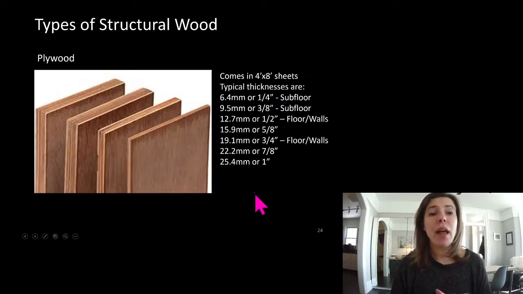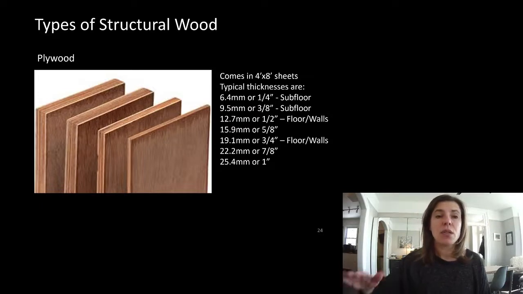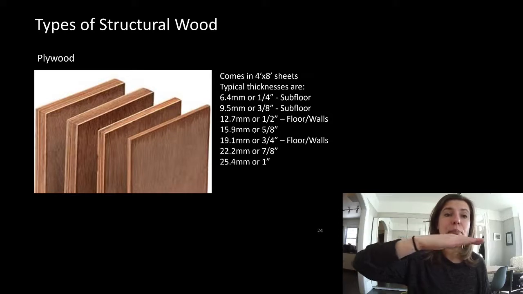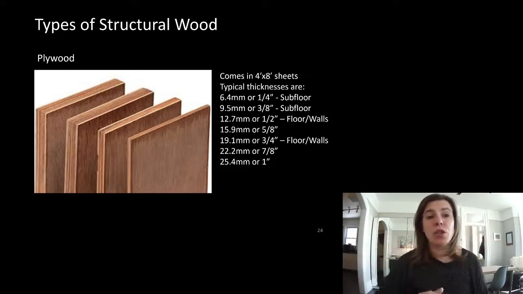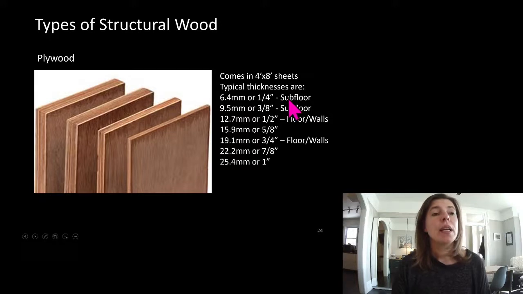Plywood. Plywood does the job of our concrete on metal deck or our metal deck. So it is the thing that is spanning from joist to joist. It comes in 4x8 sheets. But it's not spanning 4 feet or 8 feet. It is spanning a distance much smaller. The smallest thicknesses usually get used for subfloors. Floors and walls, we tend to use 1/2 inch or 3/4 inch in our design.